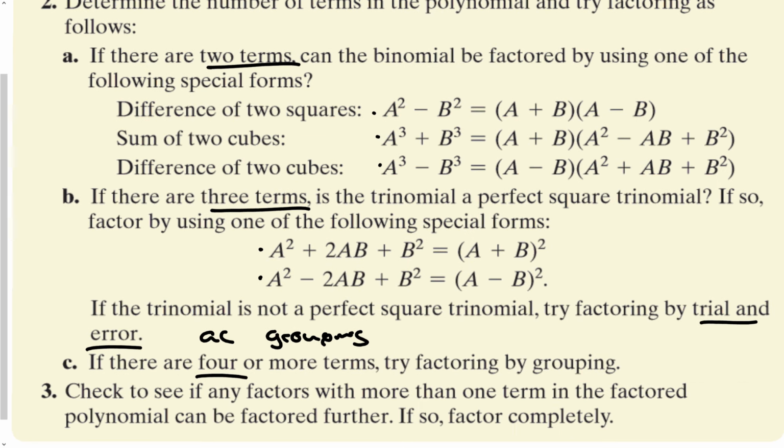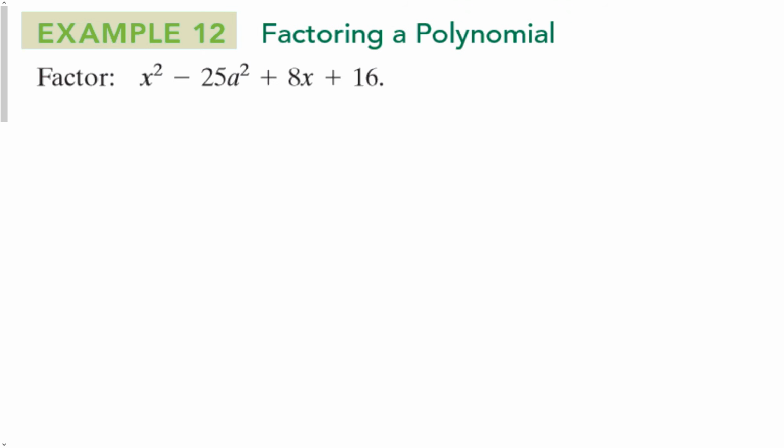So if we have 4 terms, try factoring by grouping. Okay, so I'm going to group these two, but they don't have anything in common. I can group these two and have an 8 in common, but that doesn't really help me. But maybe if I rearrange this and grouped it a little bit differently, something could happen. If I look carefully at this, one of these terms is kind of not like the other ones. That term. So let's rearrange this using the commutative property. And I say x squared plus 8x plus 16 minus 25a squared.